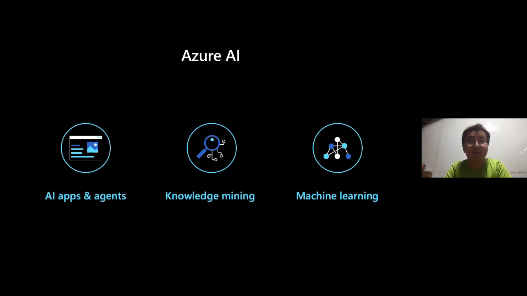So I want to summarize what we have introduced on Azure AI. Previously, I mentioned AIFs and the agent part and the knowledge mining part. And then Sudhir also mentioned great insight on AutoML, including general machine learning stuff.